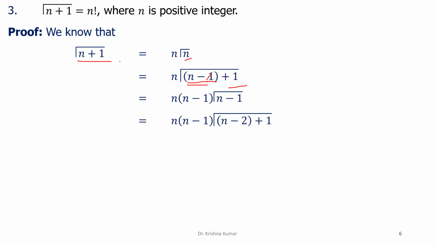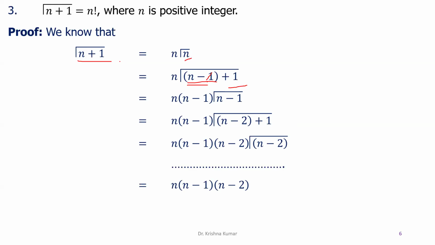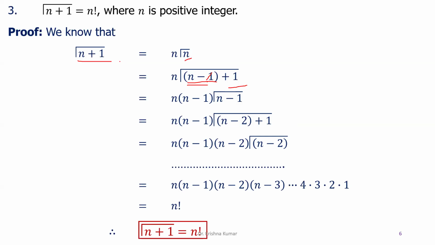Similarly, it can be again written as n into n minus 1 into n minus 2 into n minus 3 into n minus 4 up to 3 to 1. So we can write down like this. Ultimately, we are able to write down n into n minus 1, n minus 2 into n minus 3 up to 4 into 3 into 2 into 1. So it is nothing but n factorial if n is an integer. So this is the relation between gamma function and factorial function.